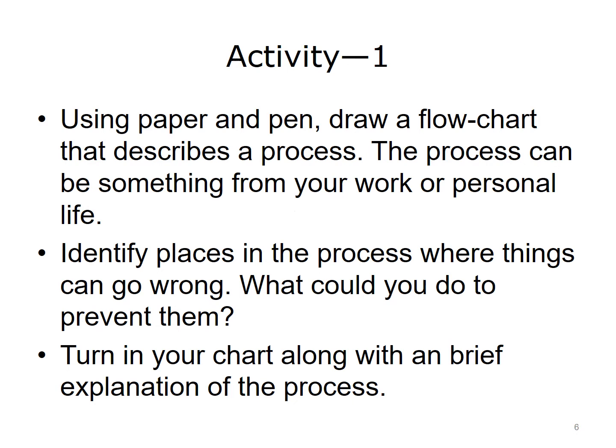Activity. Using a paper and pen, draw a flowchart that describes a process. The process can be something from your work or personal life. Identify places in the process where things can go wrong. What could you do to prevent them? Turn in your chart along with a brief explanation of the process.